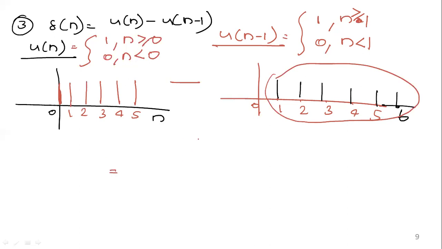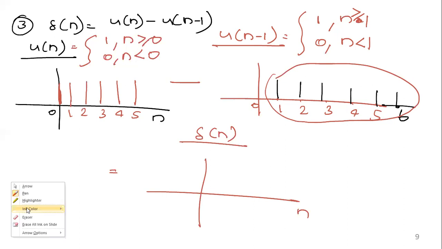You get the elementary delta of n signal, right? Delta of n, and this is delta of n. So what property have we used here? What all properties did we use here?